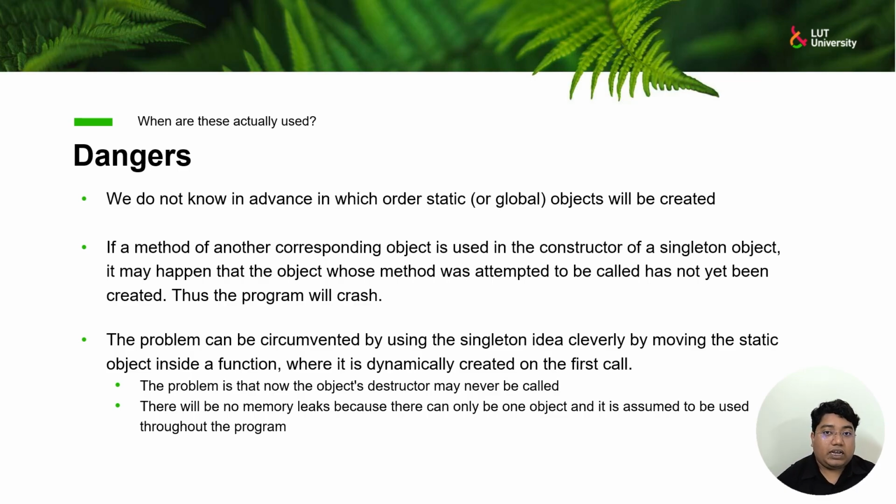Even though our singleton example was intentionally simple, real programs can be more complicated. Suppose one global or static object depends on another one during program startup. The language doesn't always guarantee the order in which those objects are created. So if one object tries to use another one before it exists, the program can easily crash. A common solution is called lazy initialization. Instead of creating the object when the program starts, we wait until someone actually calls getInstance for the first time. That's exactly what our example did.